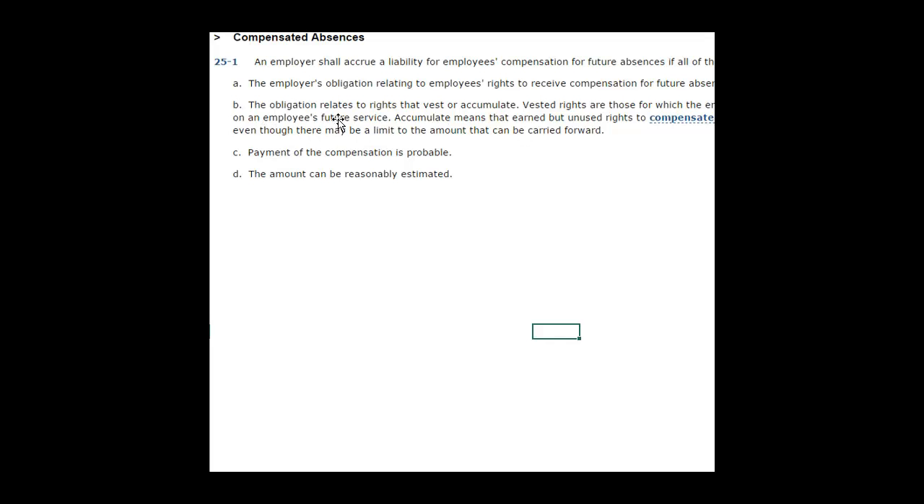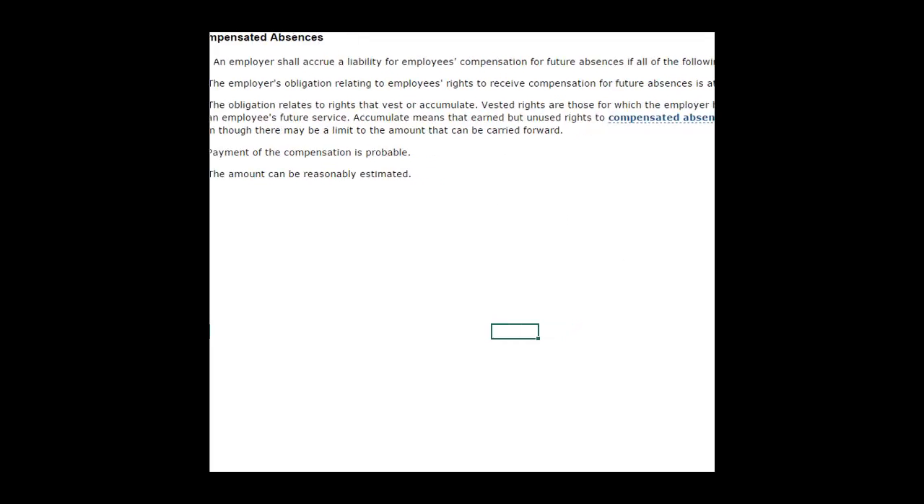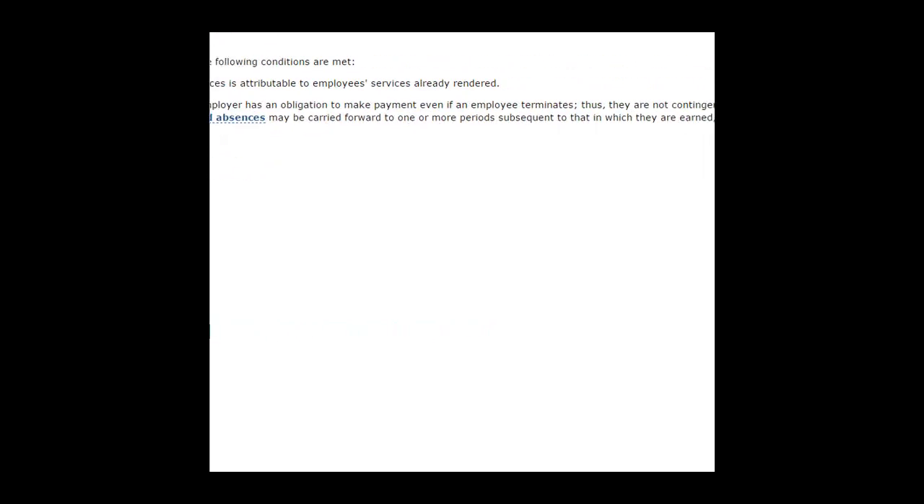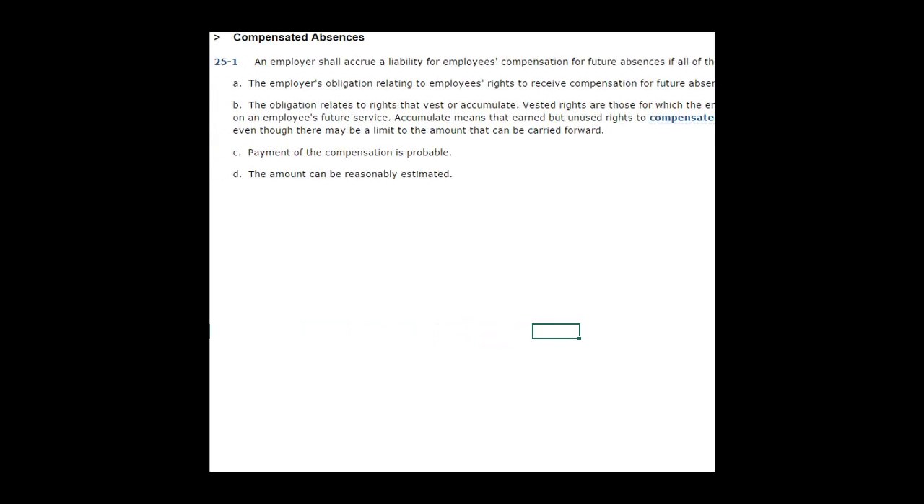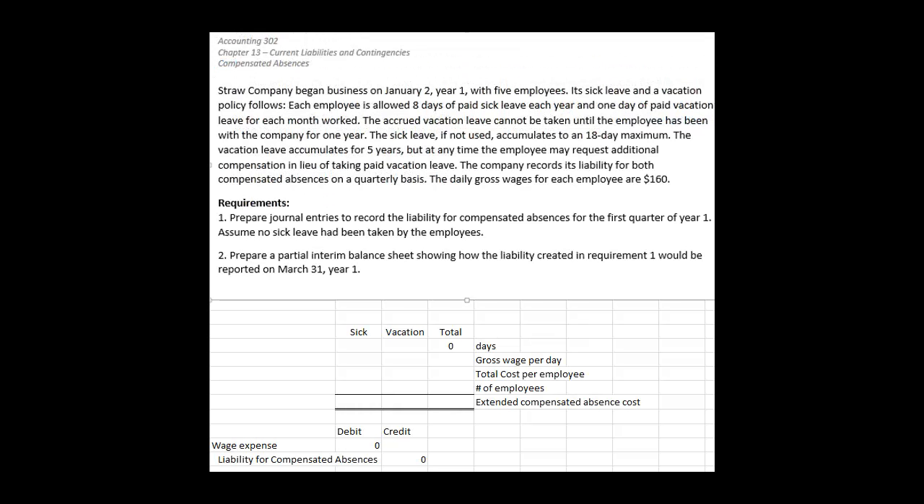The other thing is to determine whether the compensated absences vest or accumulate. That's what the wording says here. So that just means even if they quit or are fired, they'll still receive this paid time off. And if you read through our problem, the answer is yes, it accumulates. And then C, payment of the compensation is probable, and we're going to say it is probable. The company is a going concern, and they want to exist for a while, and they'll have to pay these out legally. And then finally, can it be reasonably estimated? And we answer yes to all of those.